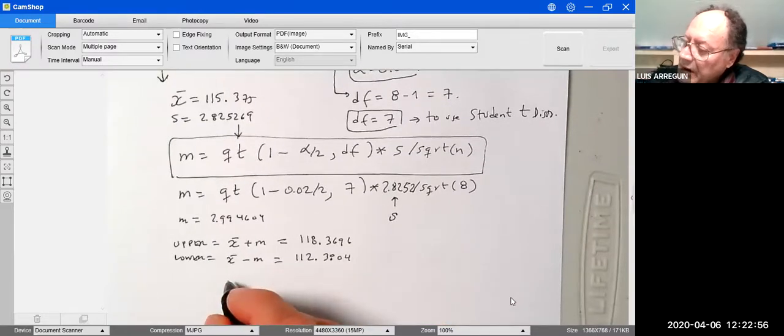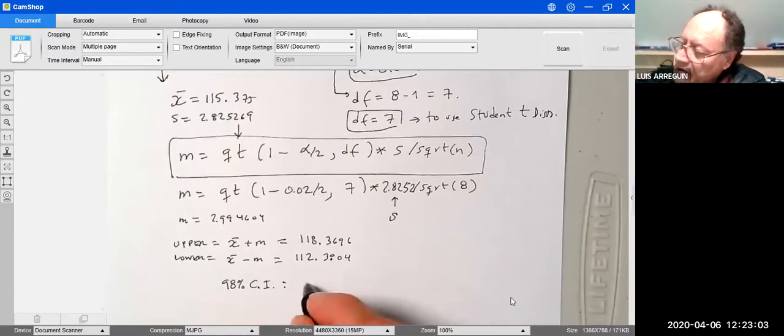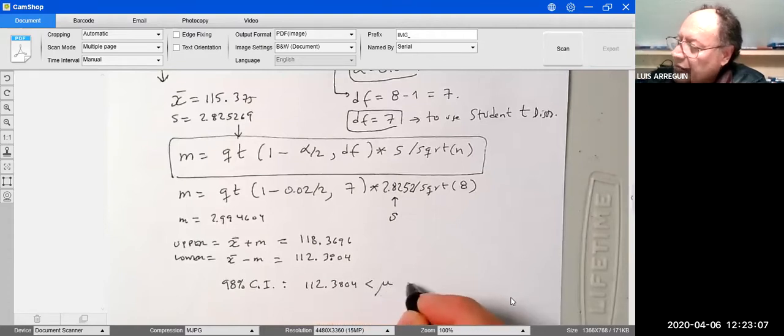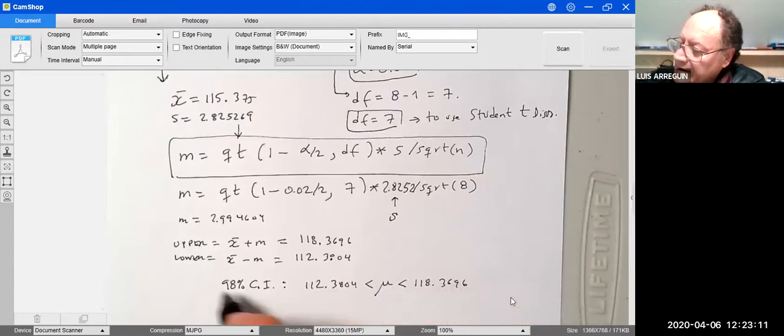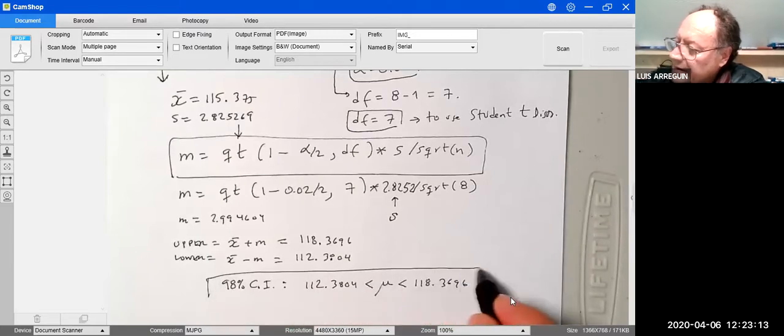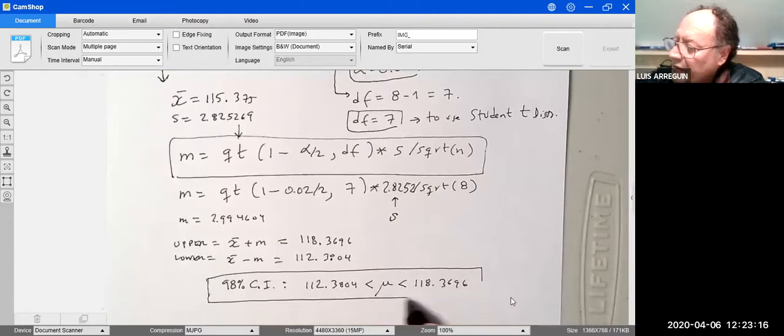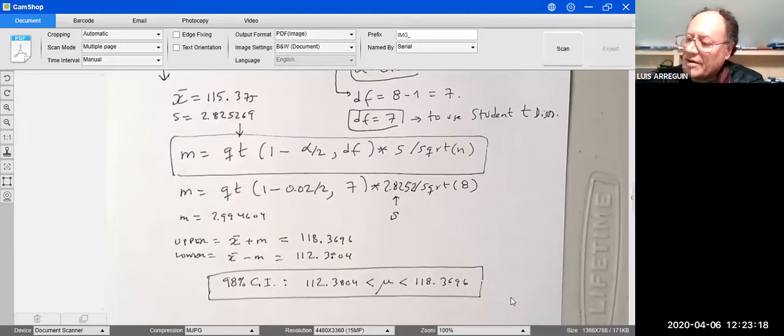The 98% confidence interval for the mean is just 112.3804 less than mu less than 118.3696. So this is the answer. So I have my confidence interval for the mean.